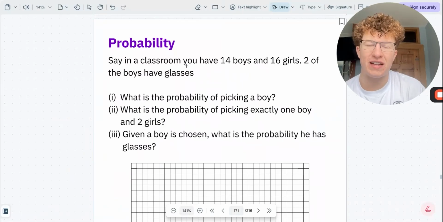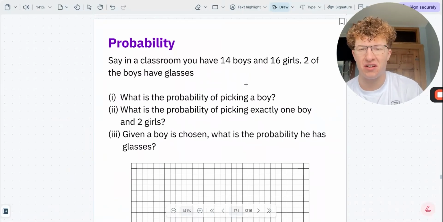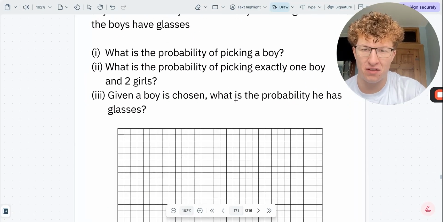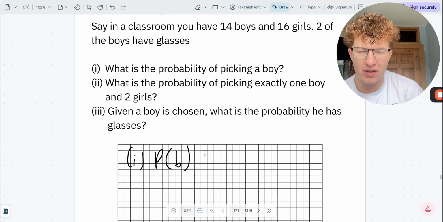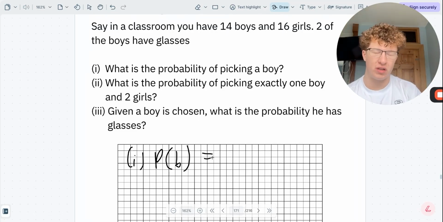First question here. We have a classroom with 14 boys and 16 girls. 2 of the boys have glasses. First one: what is the probability of picking a boy? So, the probability of picking a boy, we want the number of boys over the total number of people.